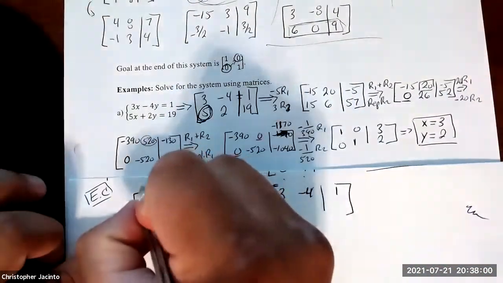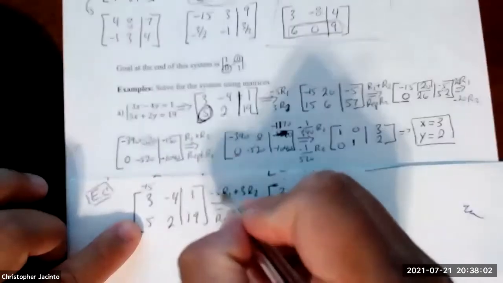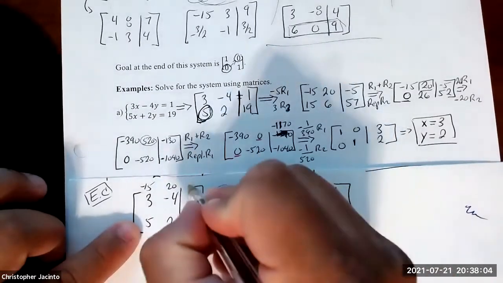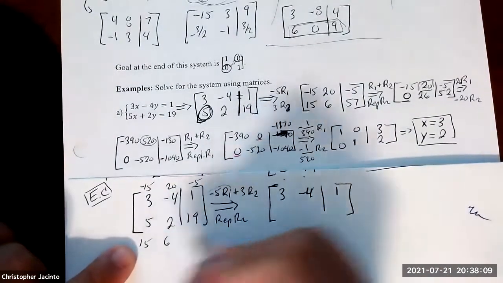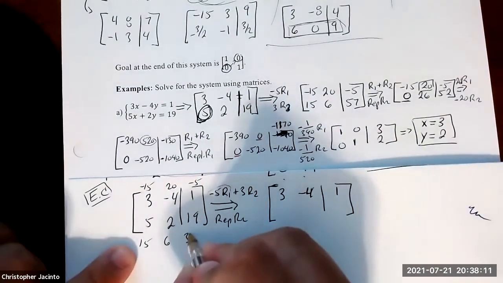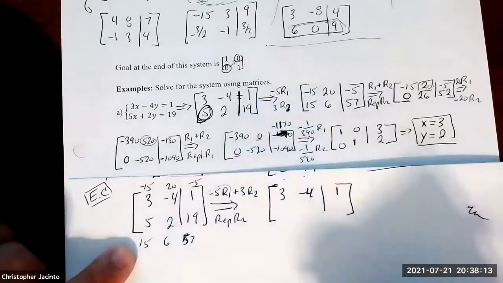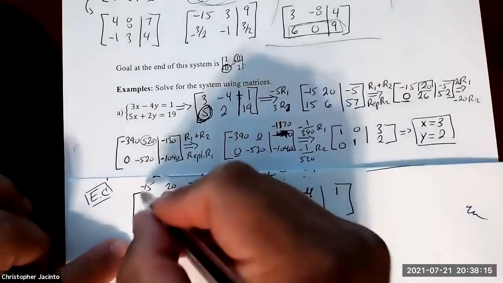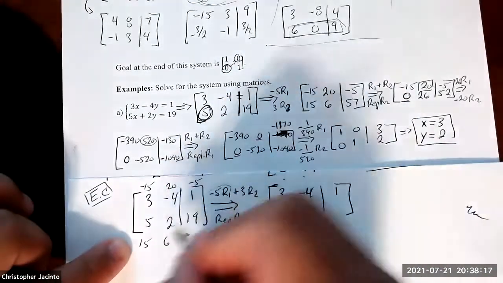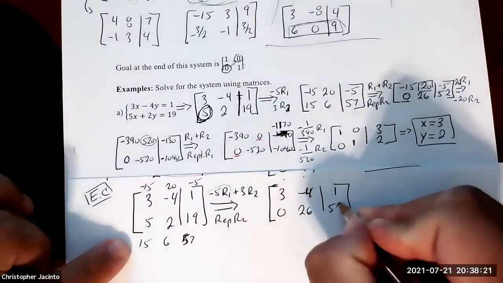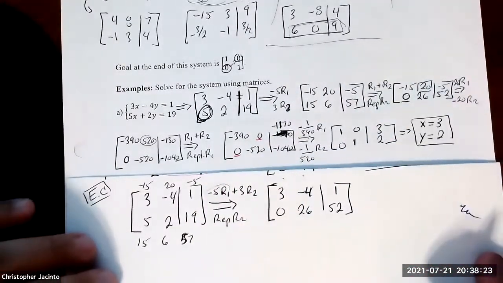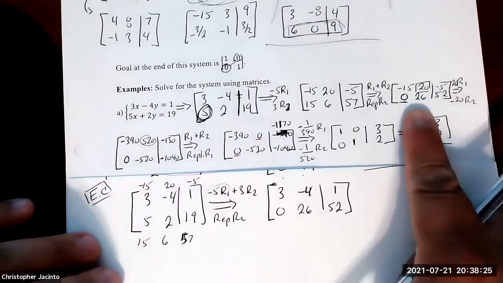So first I would just put the answers up here. And then down here, that was 57, and just add. So that gives you 0, that gives you 26, and that gives you 52. So notice that's exactly what we had here.